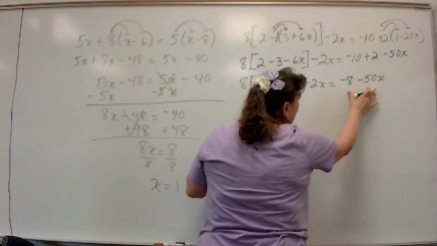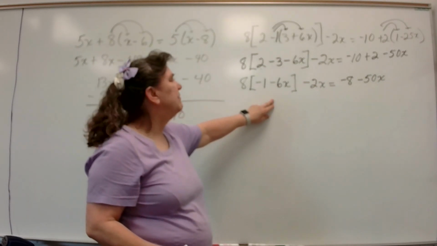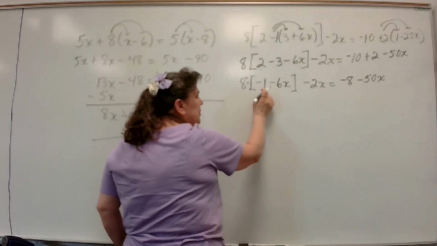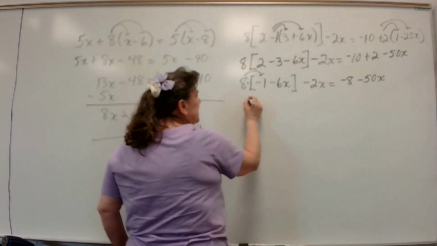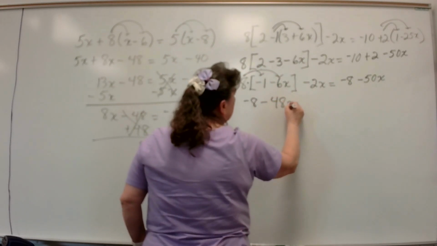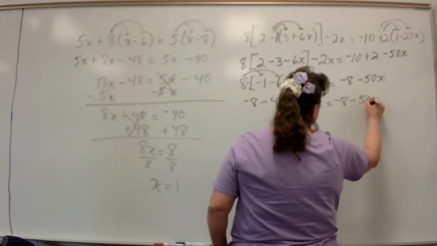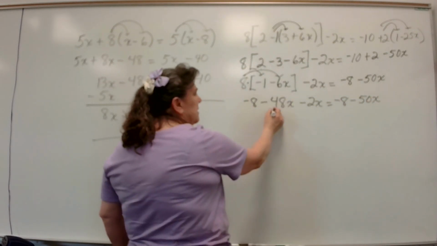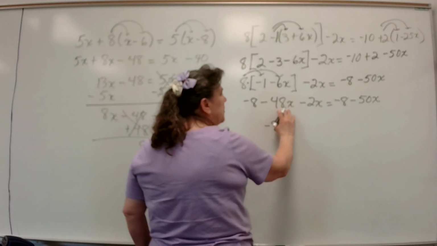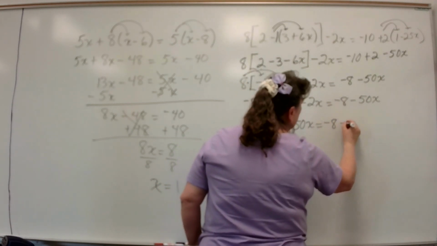Now notice, my right side is completely simplified, but the left side of this equation still has to be simplified using the distributive property. Since this is multiplication, these are not like terms, so they cannot be combined. So 8 times a negative 1 is a negative 8, and 8 times a negative 6x is a minus 48x. Minus 2x equals negative 8 minus 50x. Okay, we still have two like terms to combine on the left side. So you have negative 8, negative 48x minus 2x is a minus 50x, is equal to a negative 8 minus 50x.